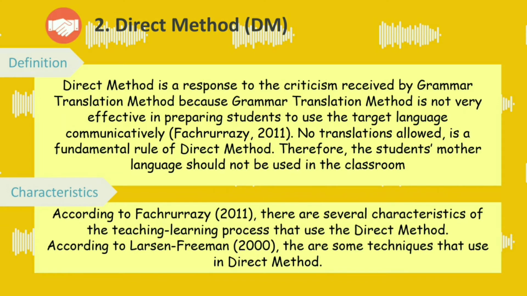According to Fahru Razi 2011, the characteristics of the teaching learning process that uses direct method are: first, the lesson begins with a brief anecdote or dialogue in the target language. Second, the material is presented orally with actions or pictures. Third, the mother language is never used. Fourth, the preferred type of exercise is a series of questions in the target language. Fifth, grammar is taught inductively.